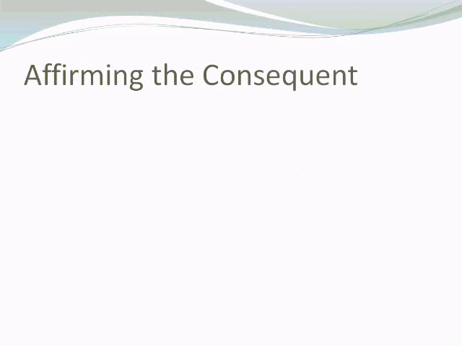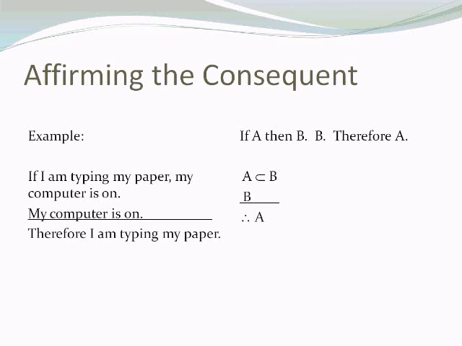Contrast this with affirming the consequent. If A, then B. B, therefore A. And if you take a look at the previous section of the screen, and we'll put these side by side later, you'll notice that the A's and B's are switched on the second and third lines here. This is an invalid form. The example, if I am typing my paper, my computer is on. My computer is on. Therefore, I am typing my paper.